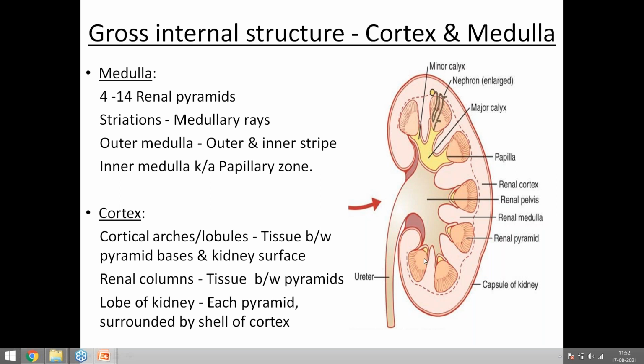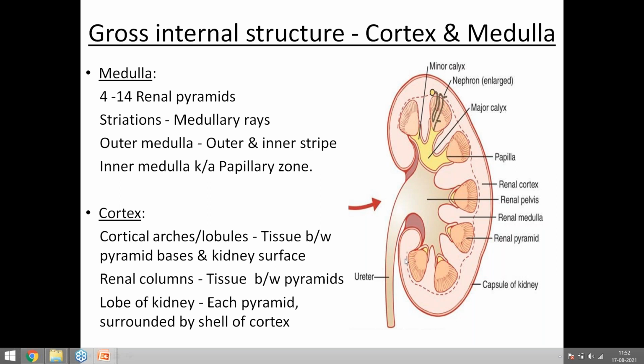Now these pyramids usually show striations that pass radially towards the apex. These striations are due to a straight portion of nephron and extend some distance into the cortex, where they are called medullary rays. So these striations which are towards the cortex are called medullary rays.